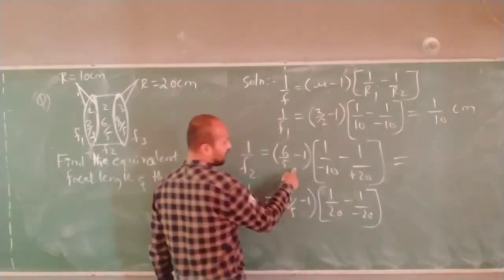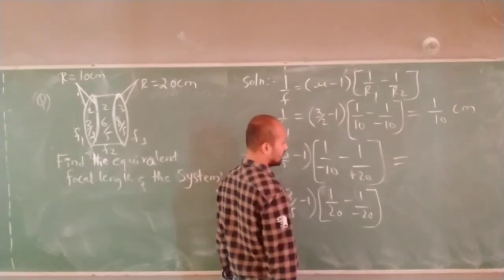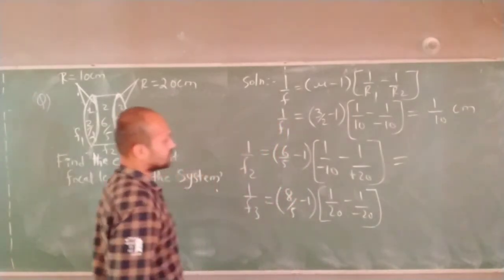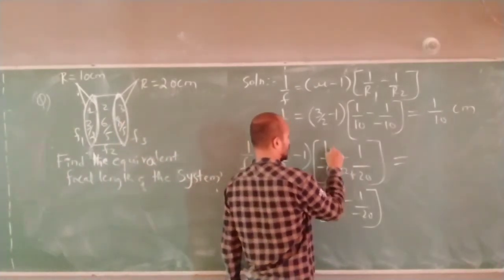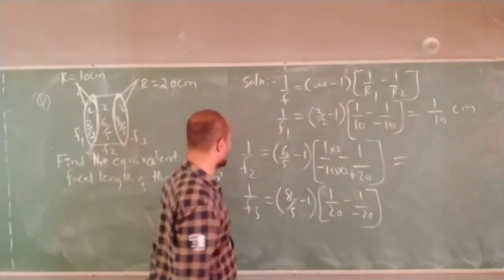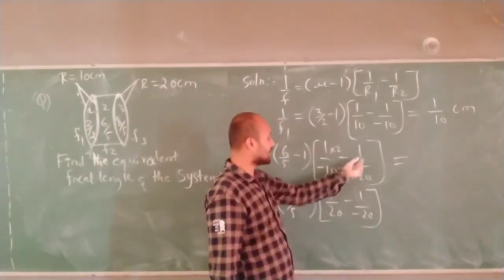This will become 1 by 5. Here minus 10 plus 20. Correct? Minus 10 plus 20. So I will multiply here by 2, here by 2. If I multiply here and here by 2, this will become minus 2 minus 1, minus 3.